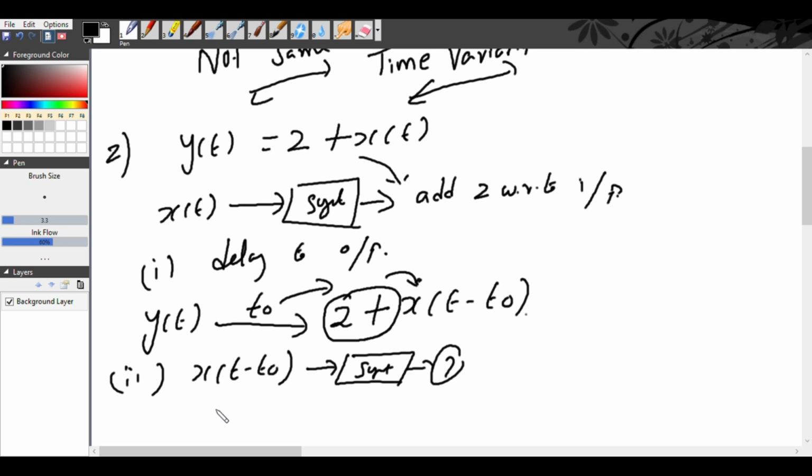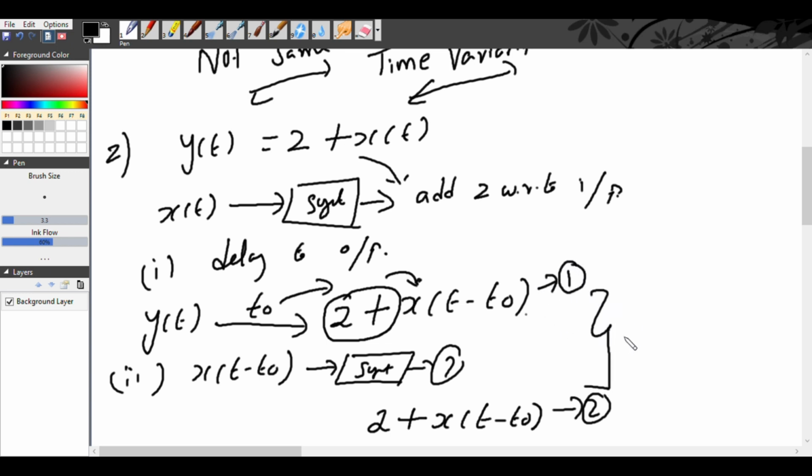So let's try to do this. We must always understand the nature of our system. It adds this one, right? So after providing x of t minus t naught, what will be the output of the system? The output of the system will be 2 plus x of t minus t naught. Am I right? So the output will be 2 plus x of t minus t naught. Say this as equation 2, this as equation 1. So both equation 1 and 2 are same. Hence I conclude that this particular system is a time invariant system.